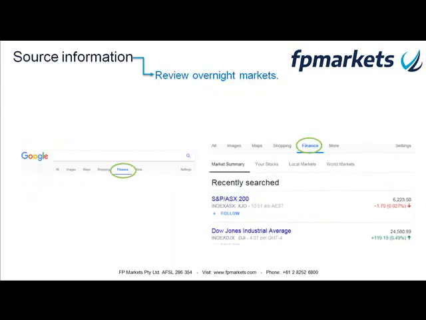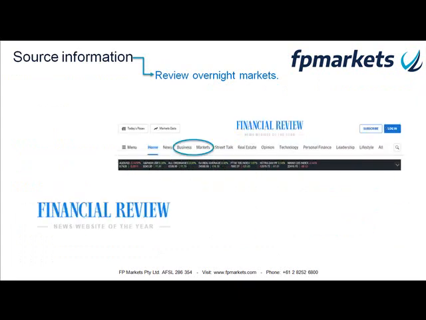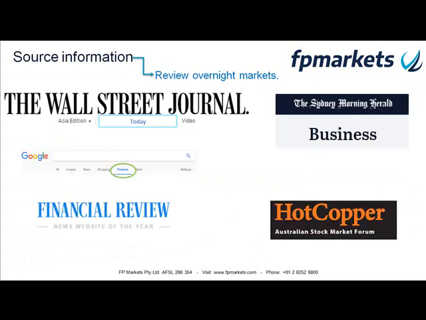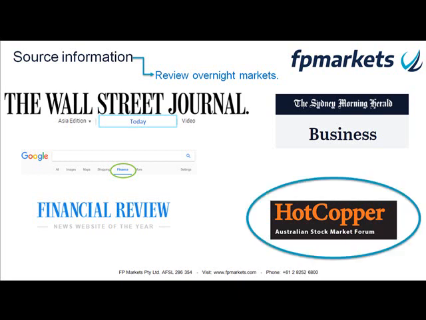Google Finance is another good source of information. As is the Australian Financial Review, which can also be a subscription service. The local business section of daily newspapers also offers information for traders. And there are many online chat forums, to be used at your own risk.